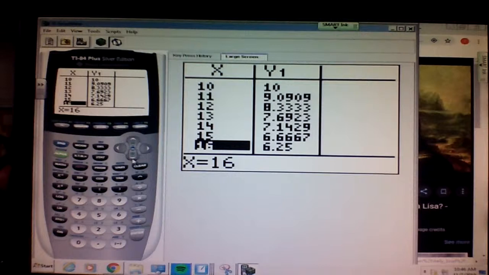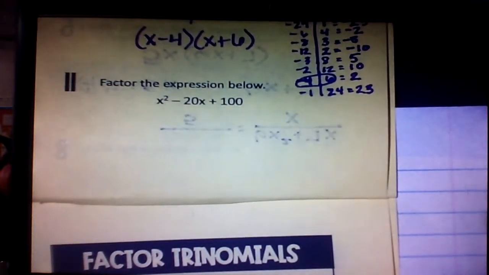Am I looking for positive 100 or negative in this one? Positive. Okay, so I'm looking for positive 100. So I keep them positive, or I would change both of them to negatives. So when this is a positive number, I either need to have 2 positive factors or 2 negative factors. Because remember, a negative times a negative gives me a positive.